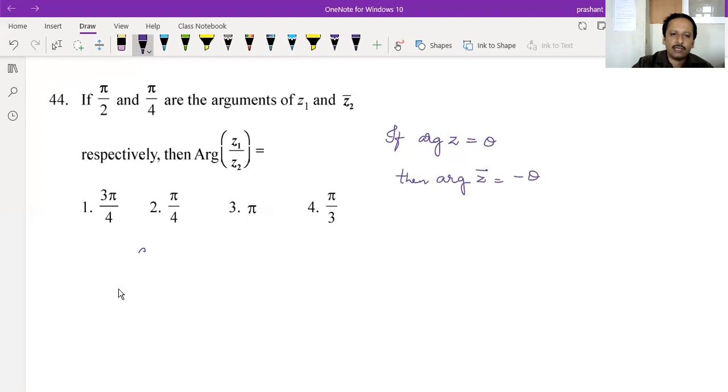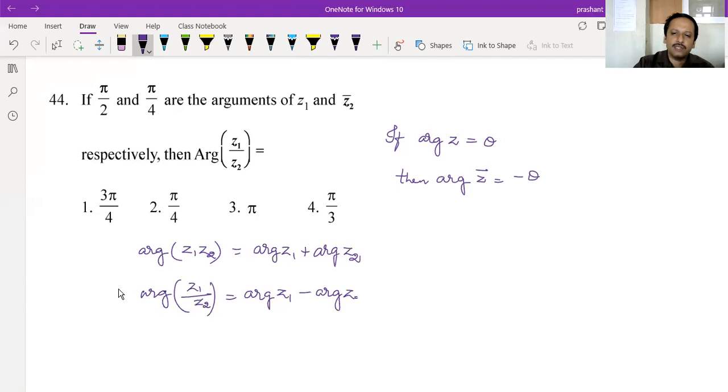And one more formula is, though it is not relevant in this case, but I'll give you, argument of z1 z2 is equal to argument of z1 plus argument of z2. For this problem, it is not necessary, but you need to remember this formula. Another formula which is necessary here is argument of z1 by z2. That is equal to argument of z1 minus argument of z2. Okay. So this is what we are asked to find out. What is argument of z1? What have they given?